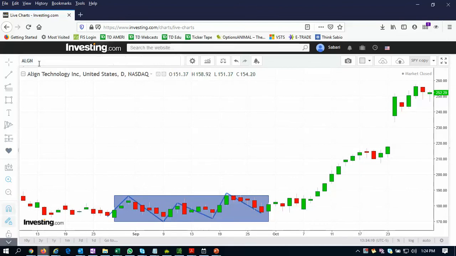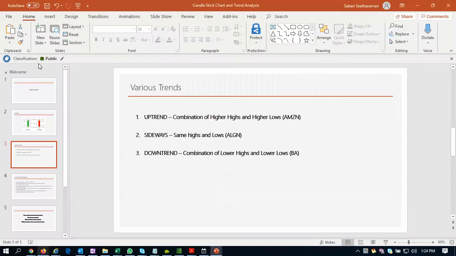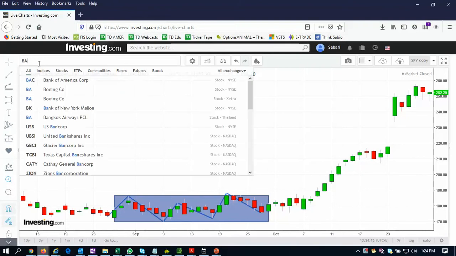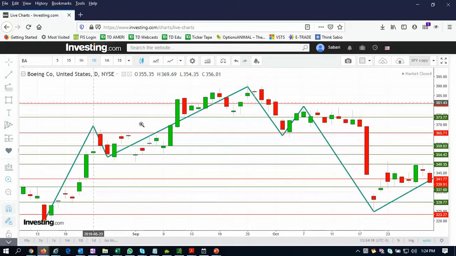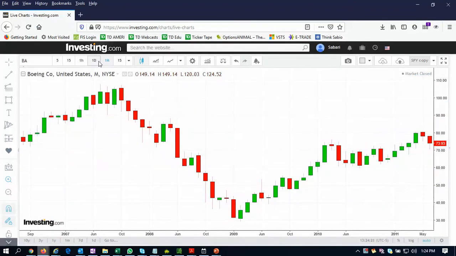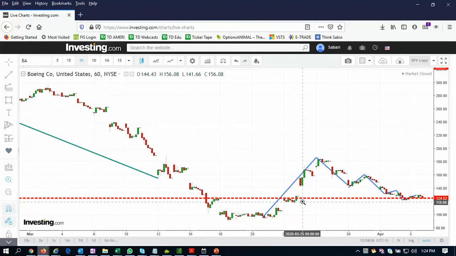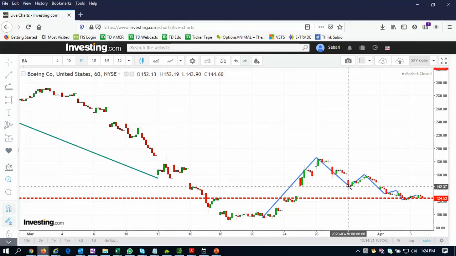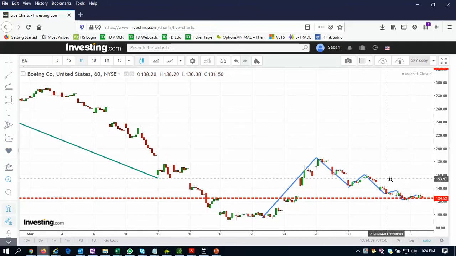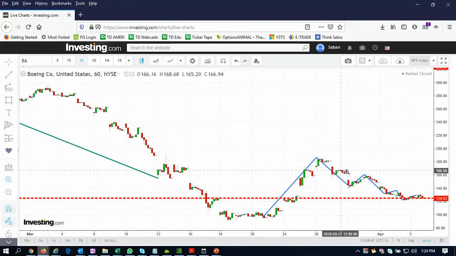And we have a downward trend. You see here, low, high, lower low, lower high, lower low, lower high, lower low, lower high. So this is a downward trend. The combination of lower highs and lower lows is called a downward trend.